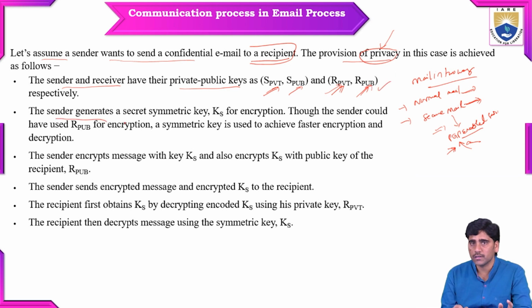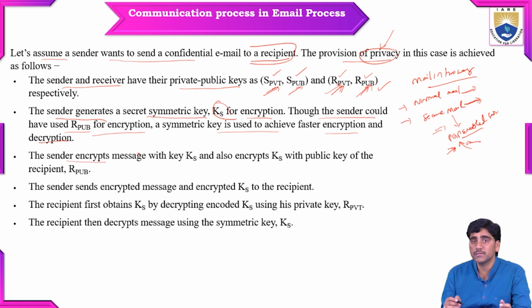The sender generates a secret symmetric key, which is called KS, for encryption purposes. Now the sender and receiver have their public and private keys: a private sender key, a public sender key, and similarly a private receiver key and a public receiver key. The sender could have used the receiver's public key for encryption, but a symmetric key is used to achieve faster encryption and decryption.